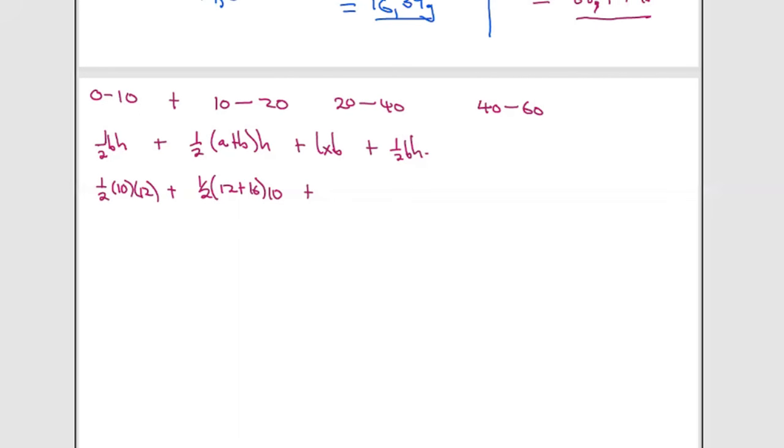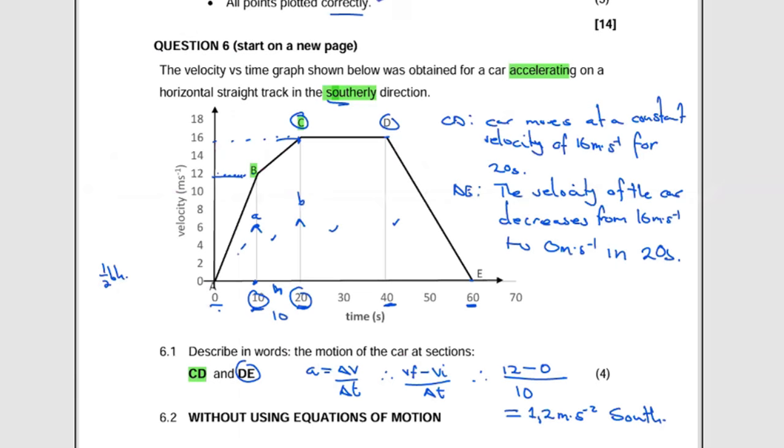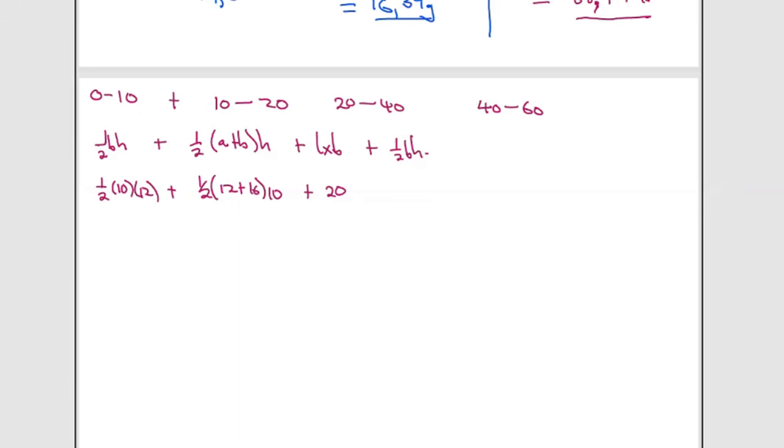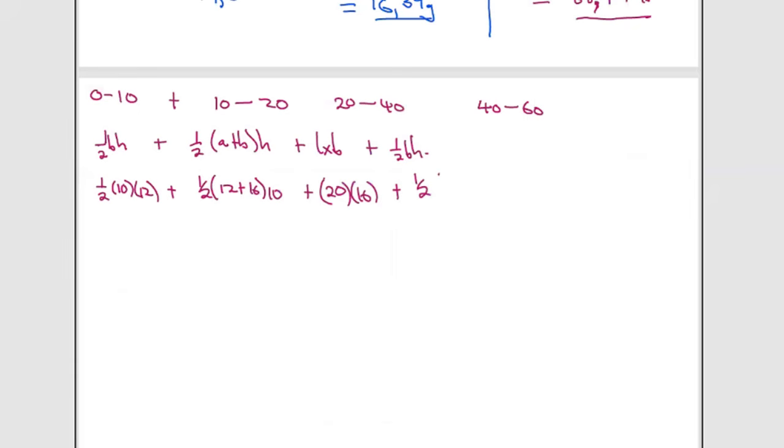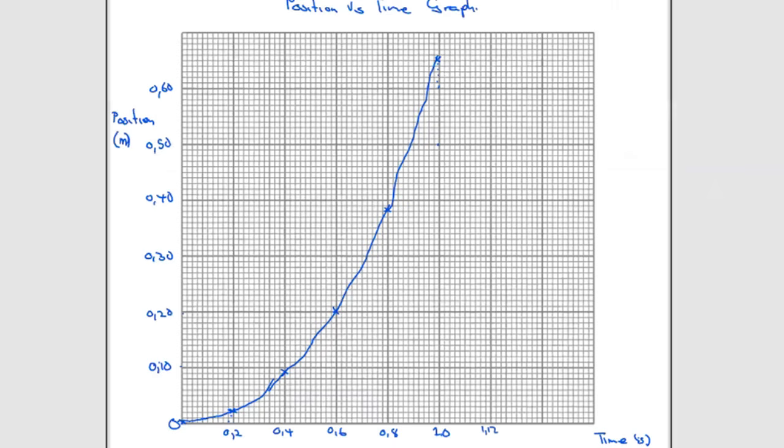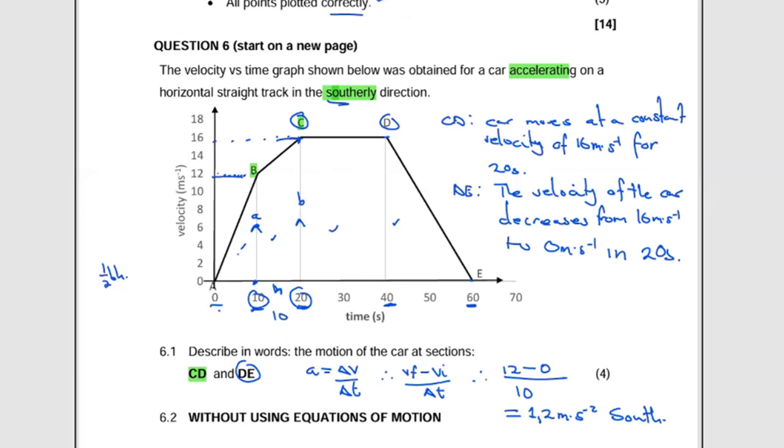To be 20. Therefore, I'm saying 20 multiplied by 16 there, right? So 20 multiplied by 16. And then the final one, I'm going to say half, and then the base there, what's my base there? From 40 to 60 is still 20. So I'm going to say 20, and then my height, where did we start from there? We started from a value of what? Of 16. Therefore, I'm going to say 16.